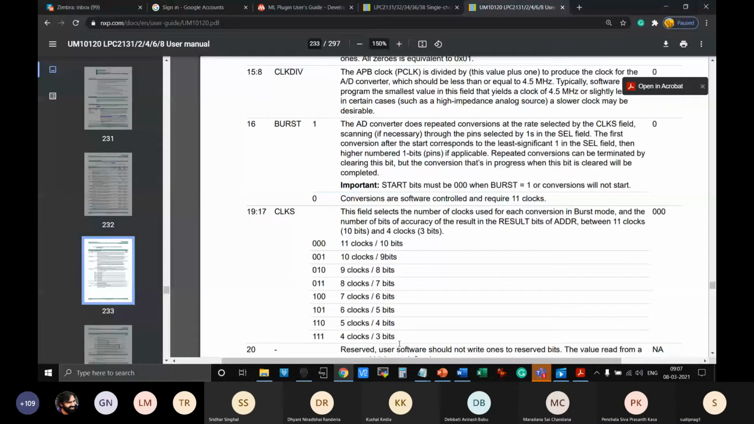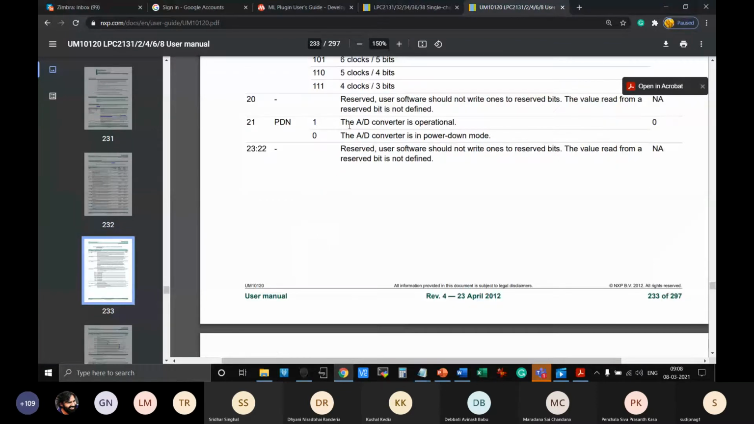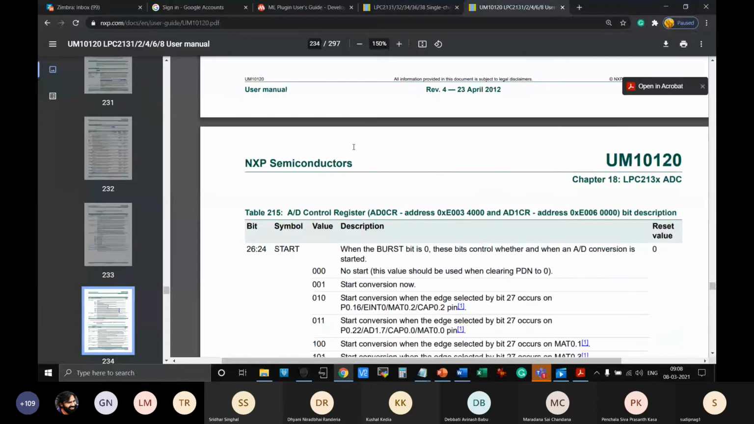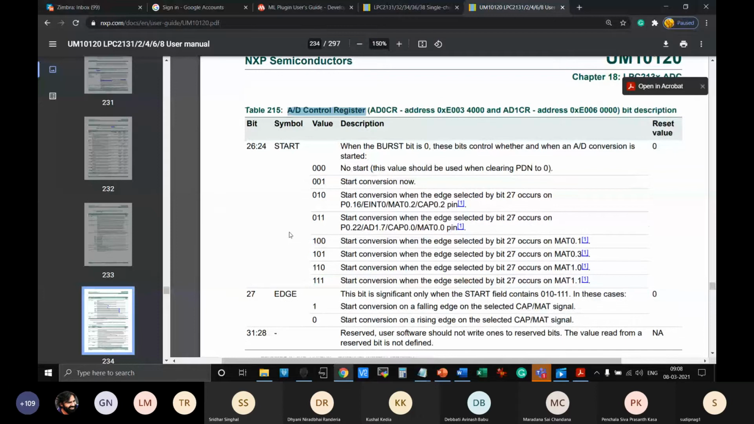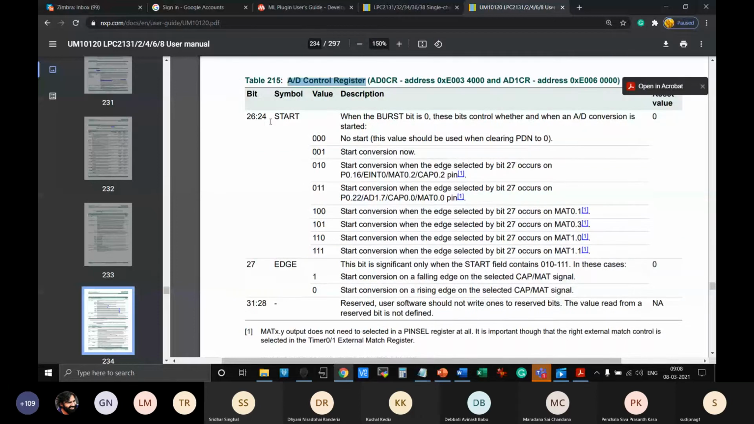So you can go to each and every register, like this control register, and select different bits. Look at this particular control register. Bits 26 to 24 are used for starting the ADC. It's like the start of conversion operation. There is also the edge bit, which selects whether the falling edge or rising edge of an external signal can also start it.